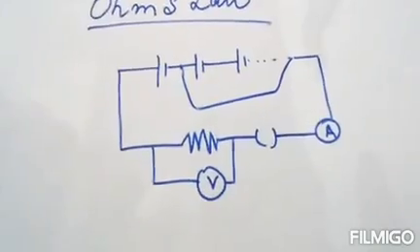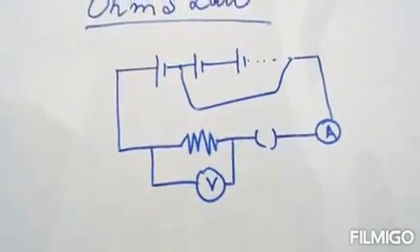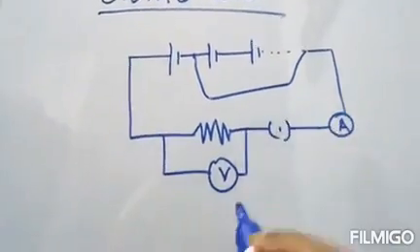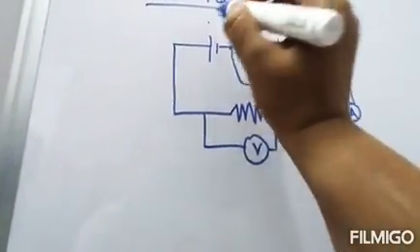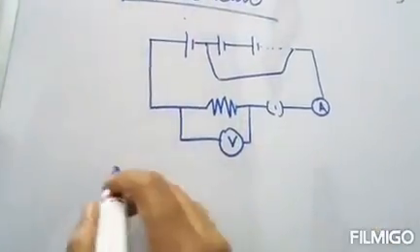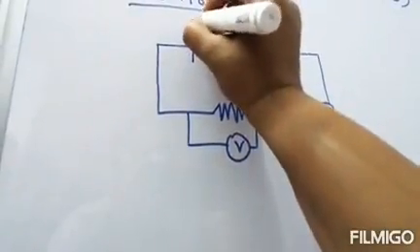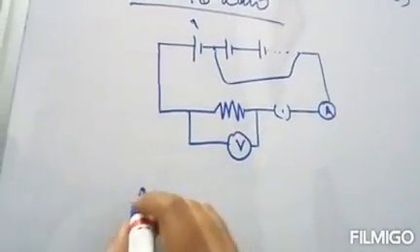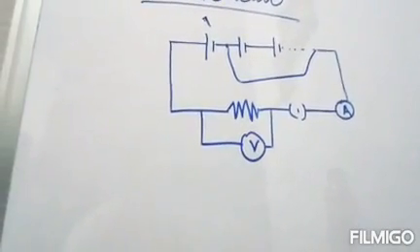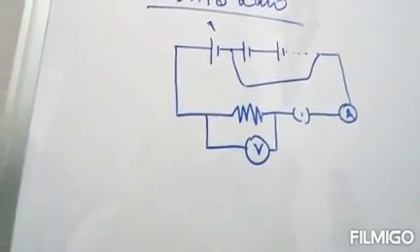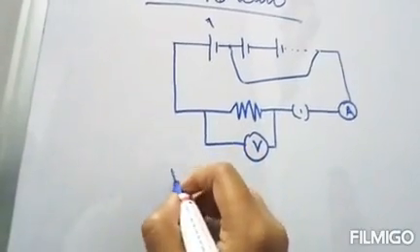So in that case, let my experiment, suppose this is for cell 1. So when I am using only cell 1, suppose the voltmeter reading, let it be V1.